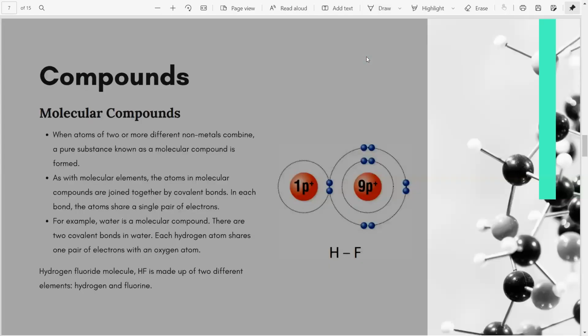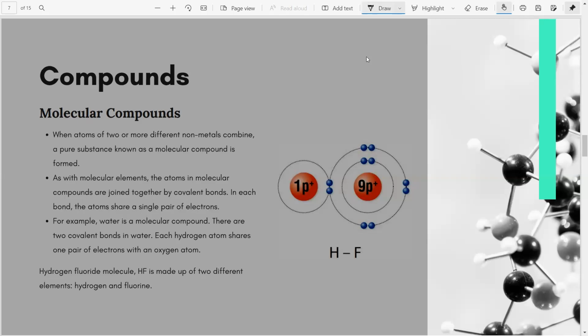Next, we look more closely at molecular compounds. When atoms of two or more different nonmetals combine, a pure substance known as a molecular compound is formed. As with molecular elements, the atoms in molecular compounds are joined together by covalent bonds. In each bond, the atoms share a single pair of electrons.